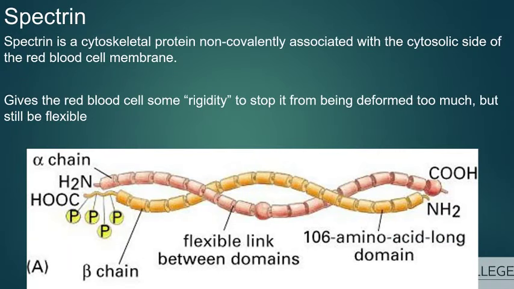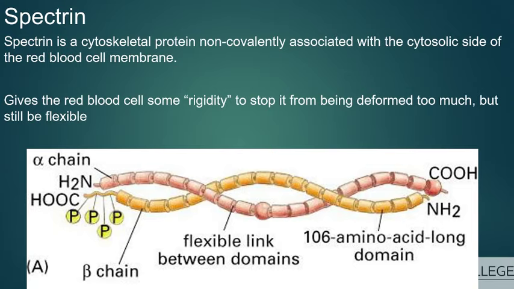So, spectrin. What does spectrin do? Spectrin is a cytoskeletal protein that's non-covalently associated with the cytosolic side of the red blood cell membrane. So, basically, it's attached non-covalently to the inside of our red blood cells' lipid bilayer. I want you to think of it as like springs in a bed mattress. When you lie down in bed, your mattress will have a bit of give. It will morph and change its shape slightly. But then when you jump up, it'll spring back into shape.